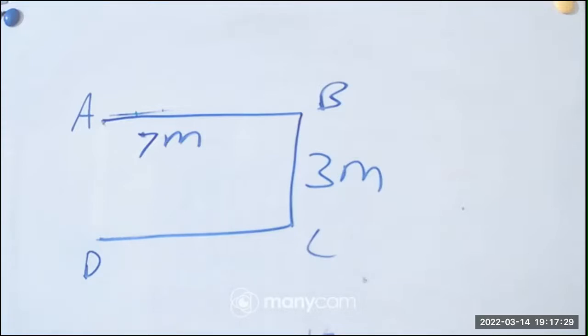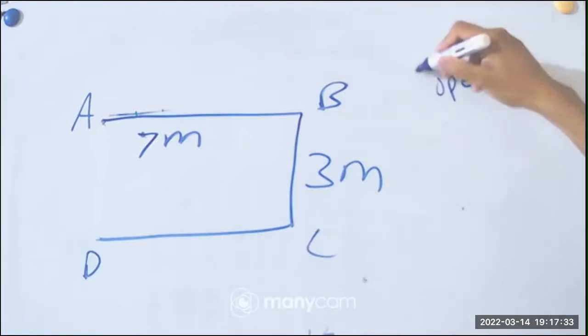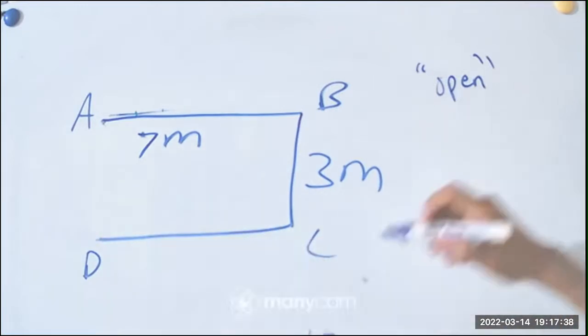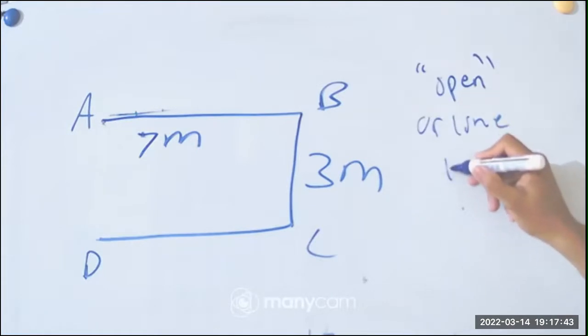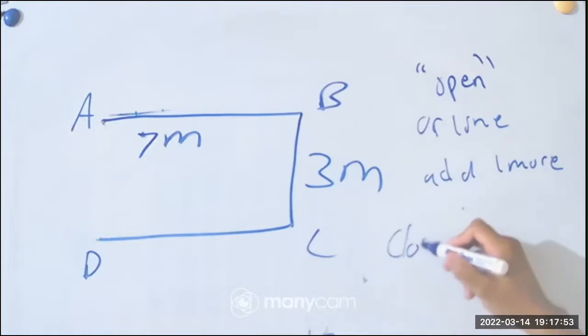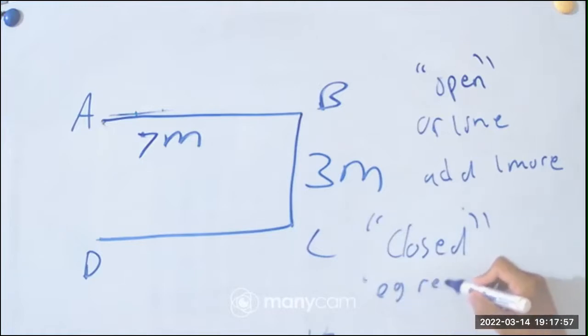If it's open, meaning like this, part of it left out, or it's just like a line, if it's open or a line, you add 1 more, right? So you always add 1 more post if you're doing that. If it's closed, and what do I mean by closed? Example, a complete rectangle, right? It mustn't have a gap. It must be enclosed. You do not add.